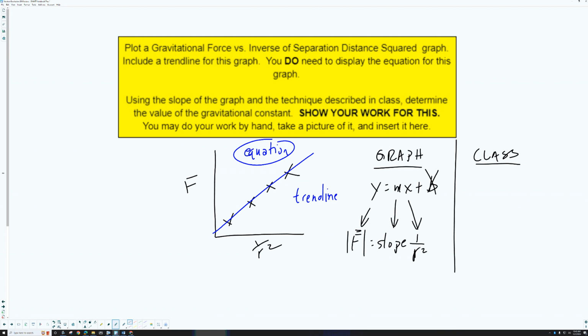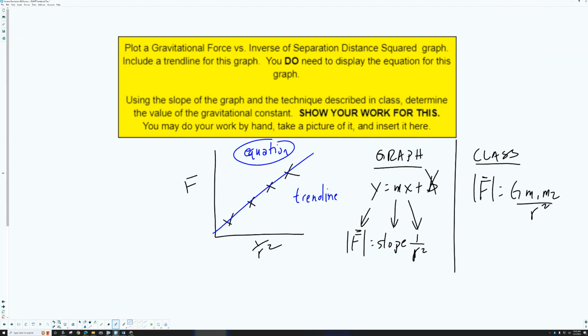Now, what equation have we done in class that has F and r squared on the bottom? What equation have we used in class that has both F and r squared in the context of gravitational force? Come on, easiest question ever. What equation have we done in class? Look at your data sheet. What equation have we done in class with F and r squared? Avery? Yep. Good. F is equal to G m1 m2 over r squared.